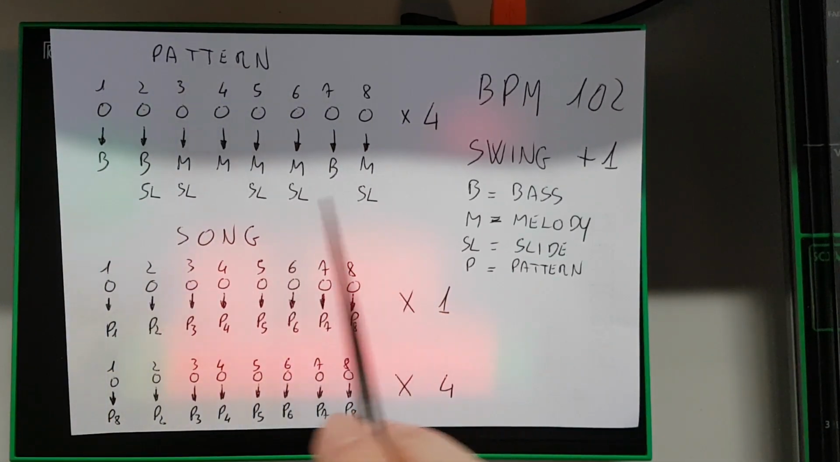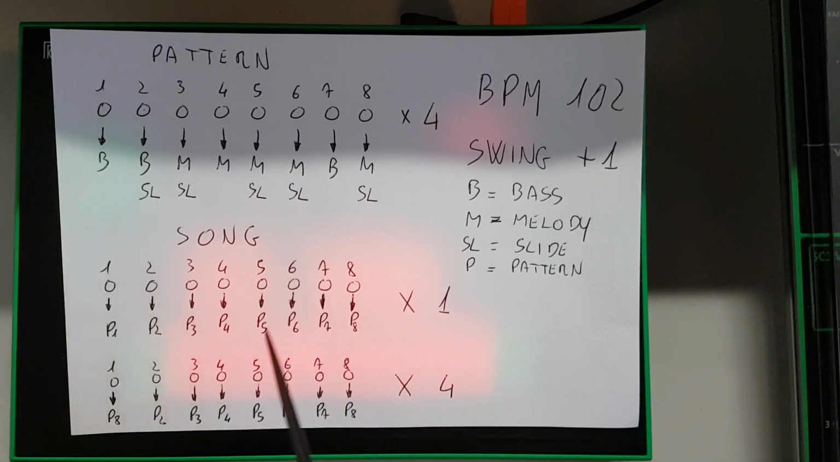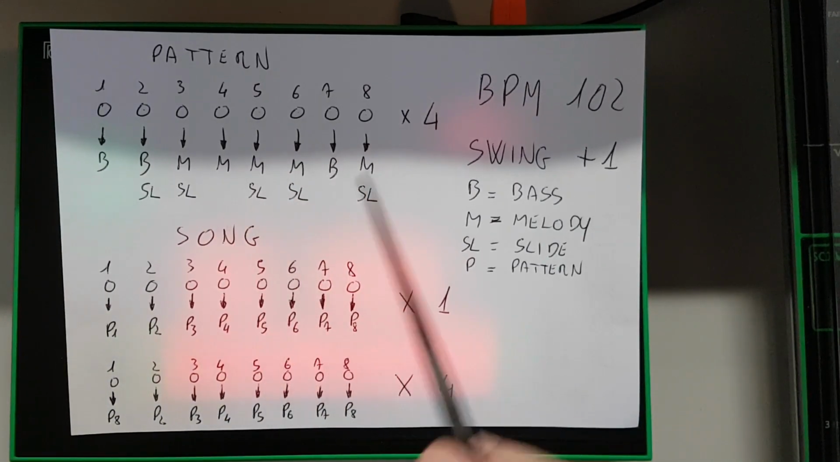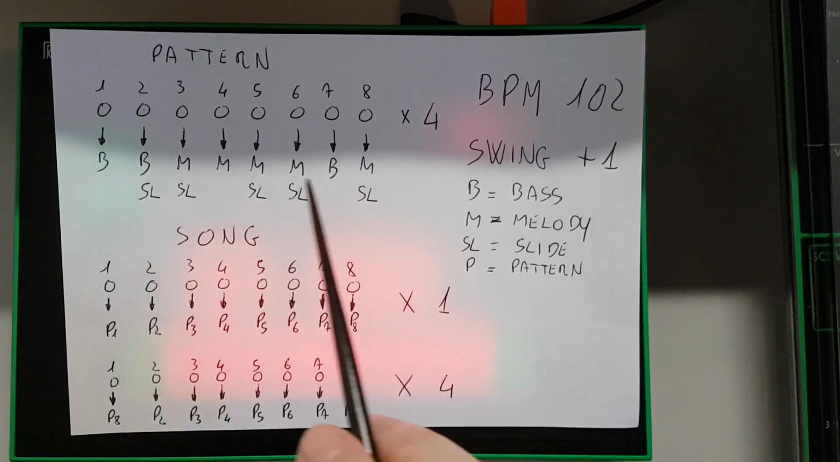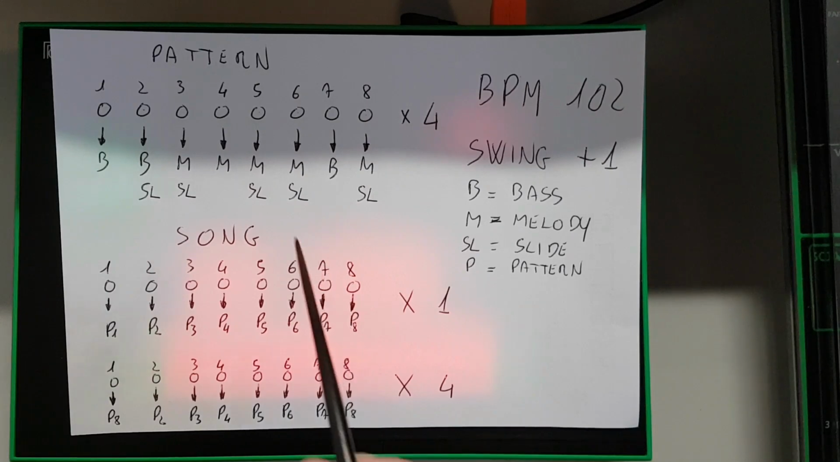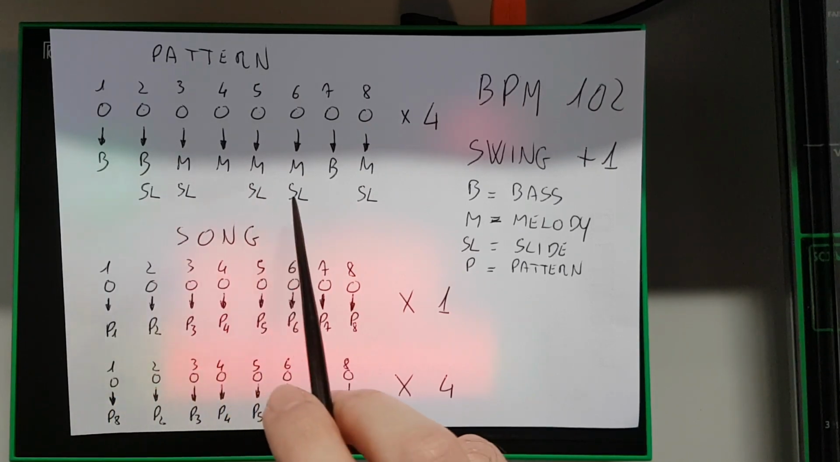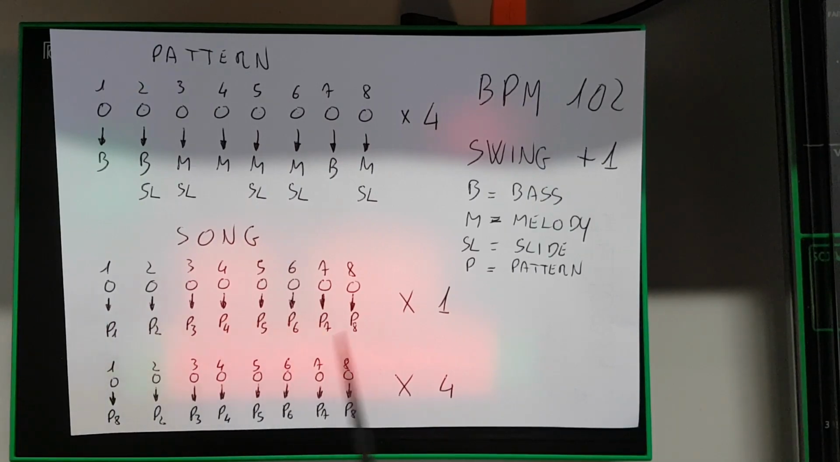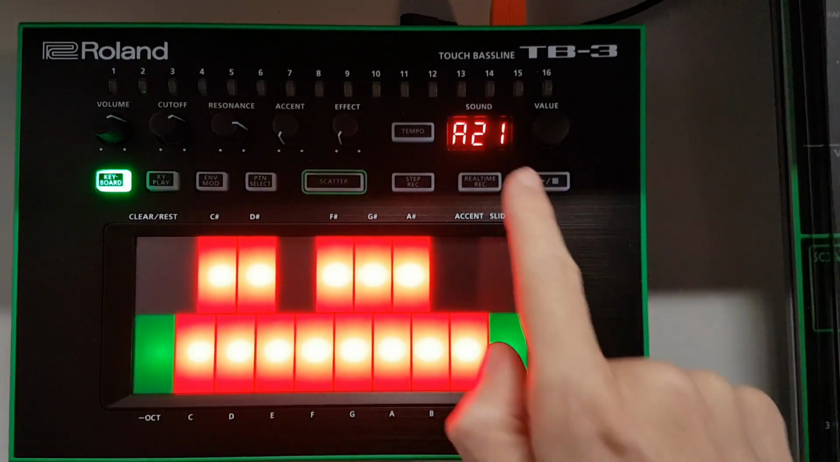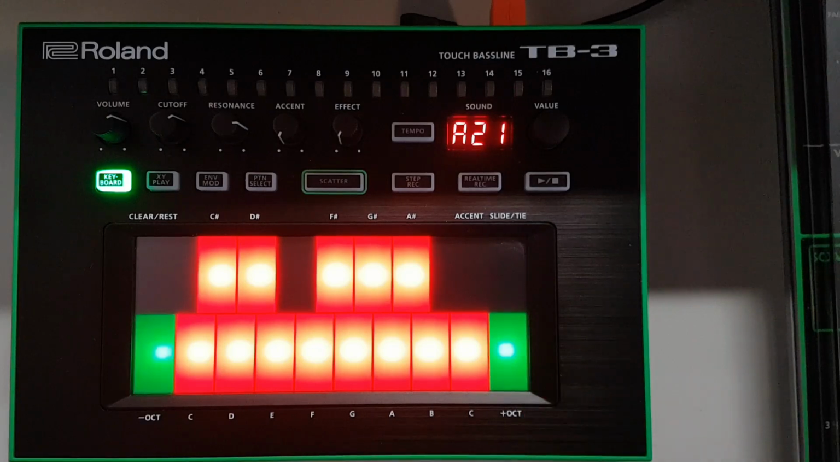And then you need some slide, because I tried with accent or some swing, but the slide is the best way to reproduce the funky movement of this song. So slide, slide, slide, slide, slide for every 8 pattern. Well, I chose an A21-like sound for this song, but you can choose what you want.